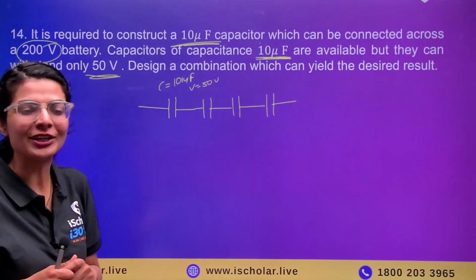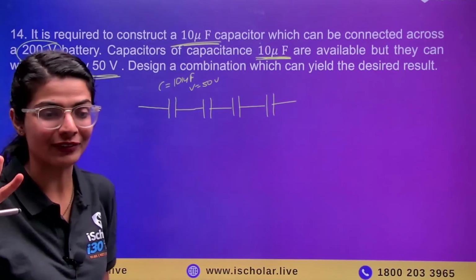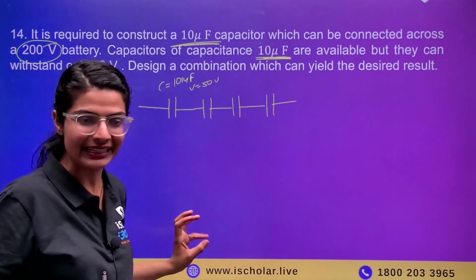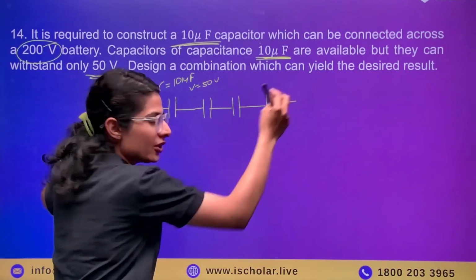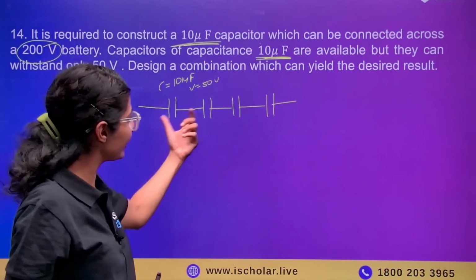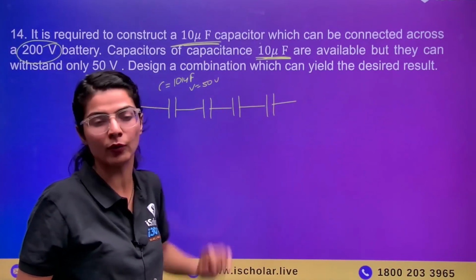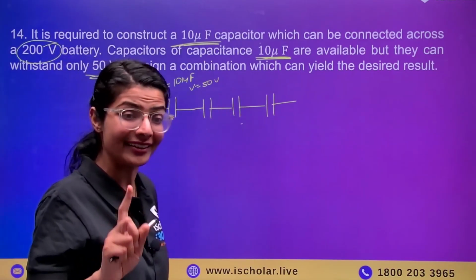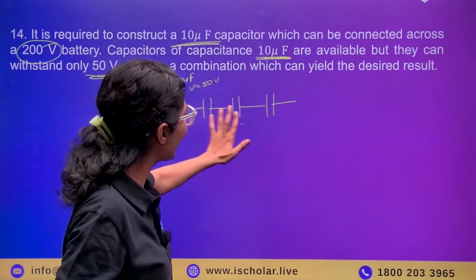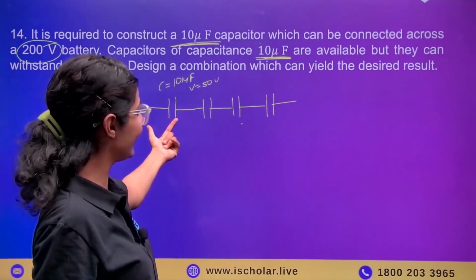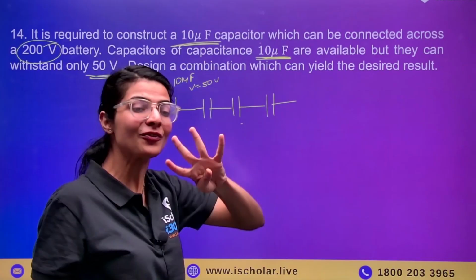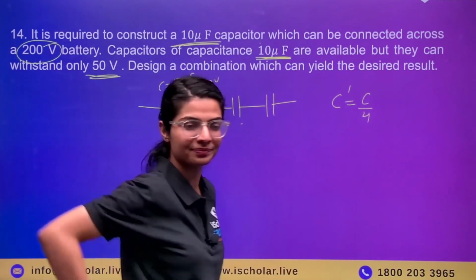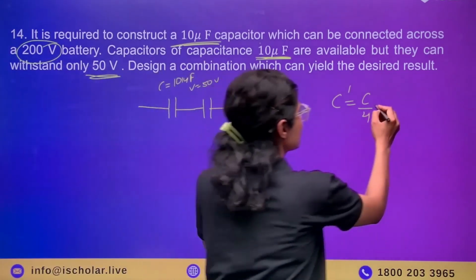One can give me a voltage of 50, so I choose 4 of them: 50, 50, 50, 50. Since they are in series, collectively the potential would be 200 volt. So I'm writing, this will become 200 volt. But the issue is the total capacitance. It is 10 in series. Now we are connecting 4 such in series, so the total capacitance would become C by 4, or 10 by 4.